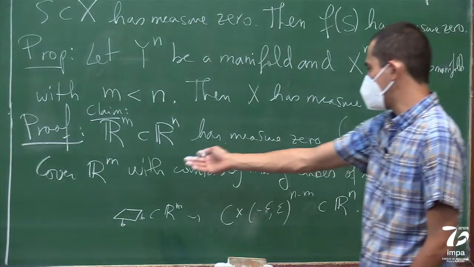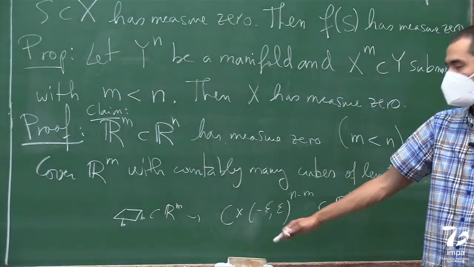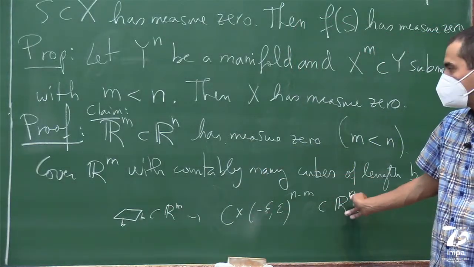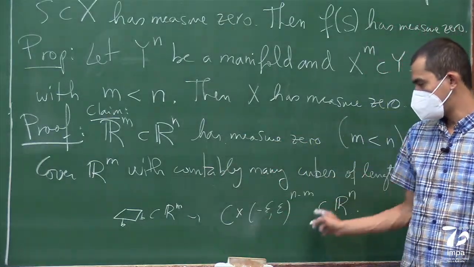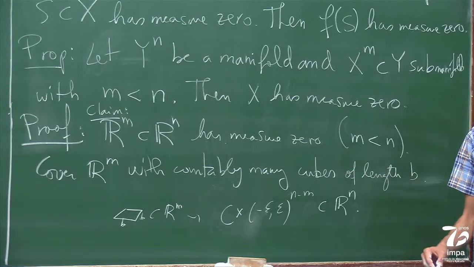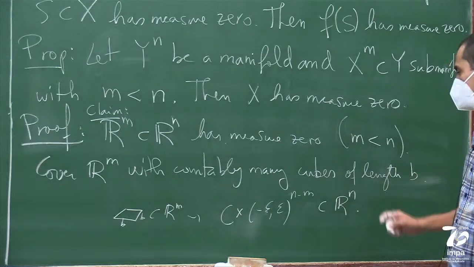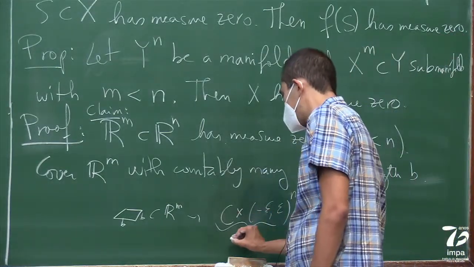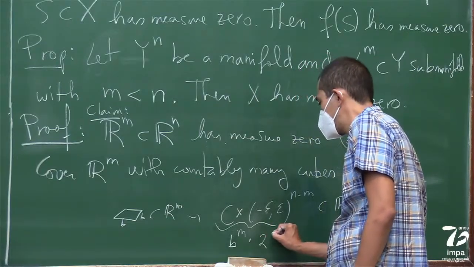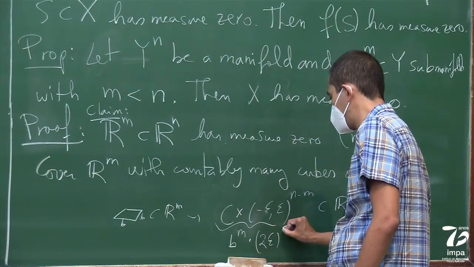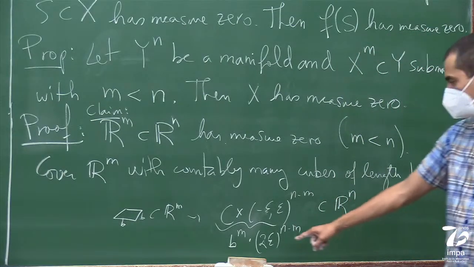And you can fill this with countably many cubes. So this will be a countable collection of cubes in R^n that cover R^m. And the volumes of these cubes are very small. There is some fixed b, so that the volume of this is going to be b to the m times 2 epsilon to the n minus m. And this can be as small as you want.